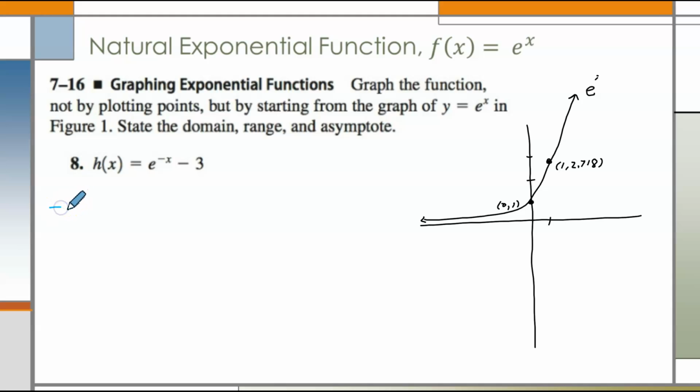From last time, if the negative is out front of the function, then that was a flip on the x-axis. But that's not what we have here. Here we have replaced x by a negative x on the inside of the function. Since we're on the inside of the function, where do you think that we're going to flip our graph? We're going to flip on the y-axis.